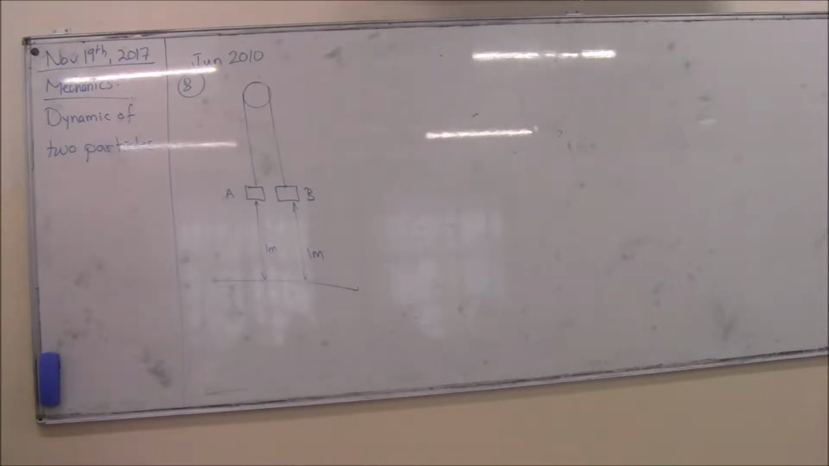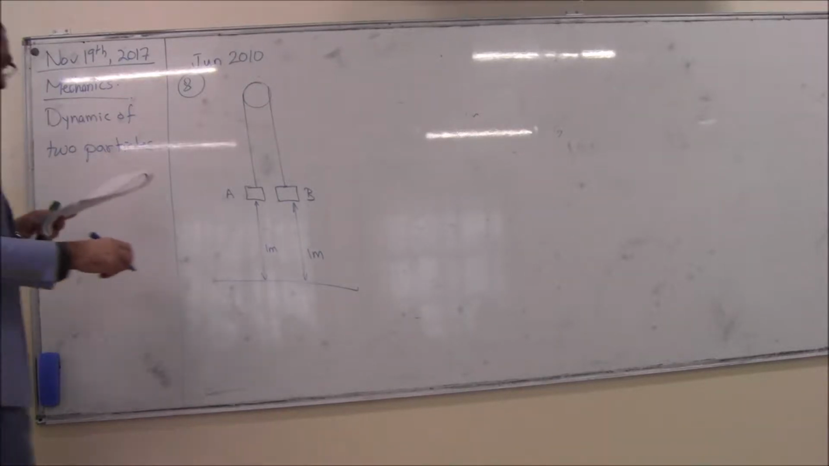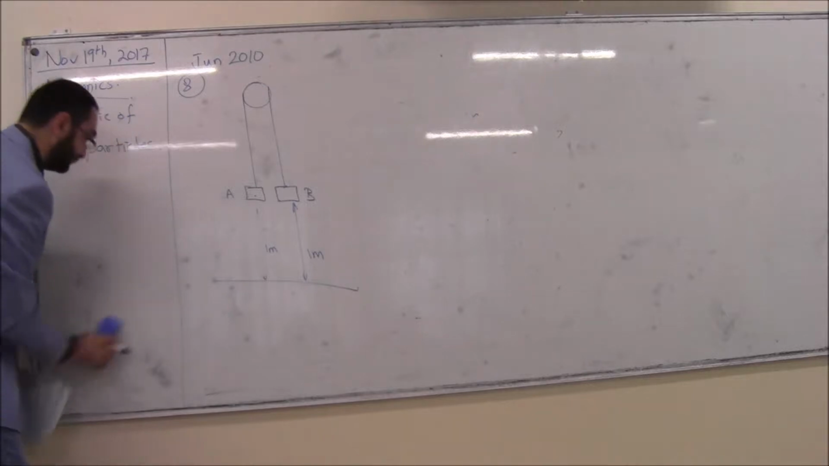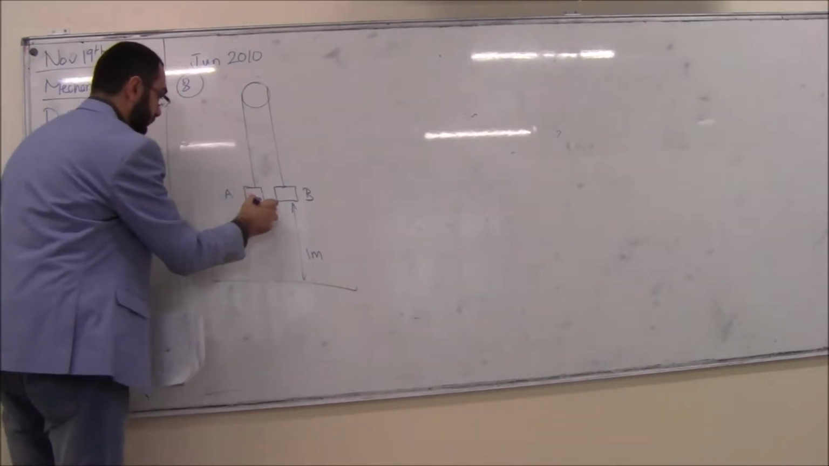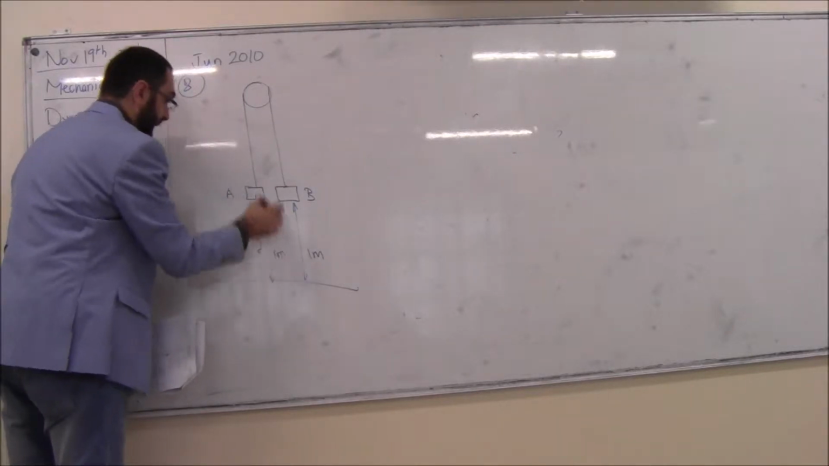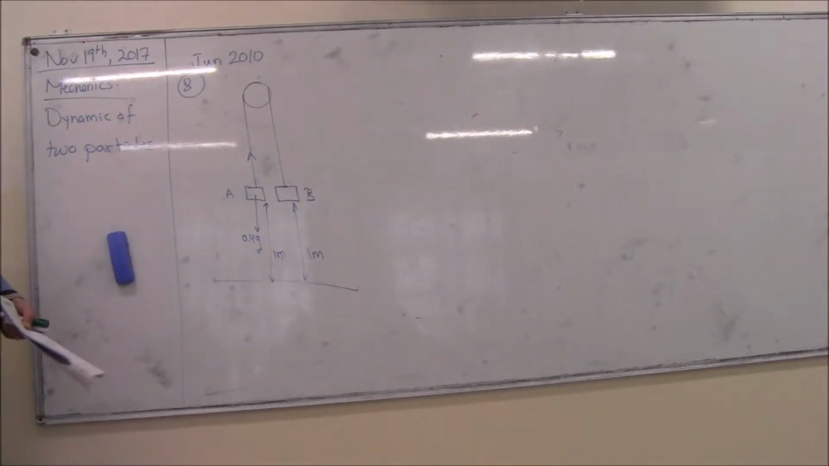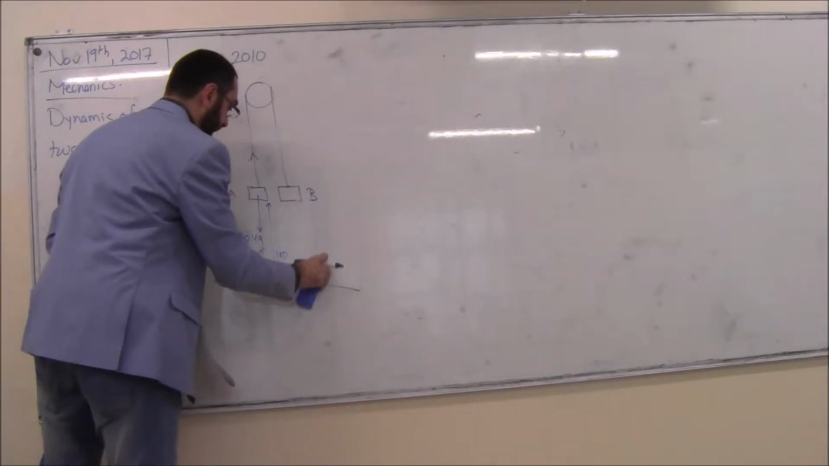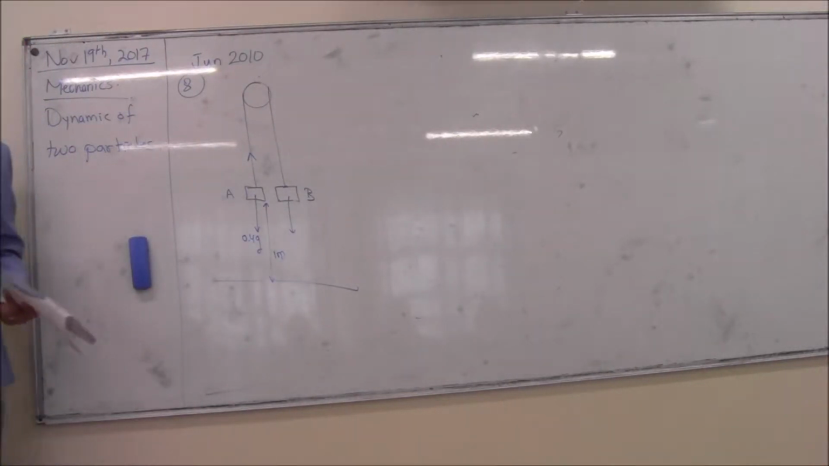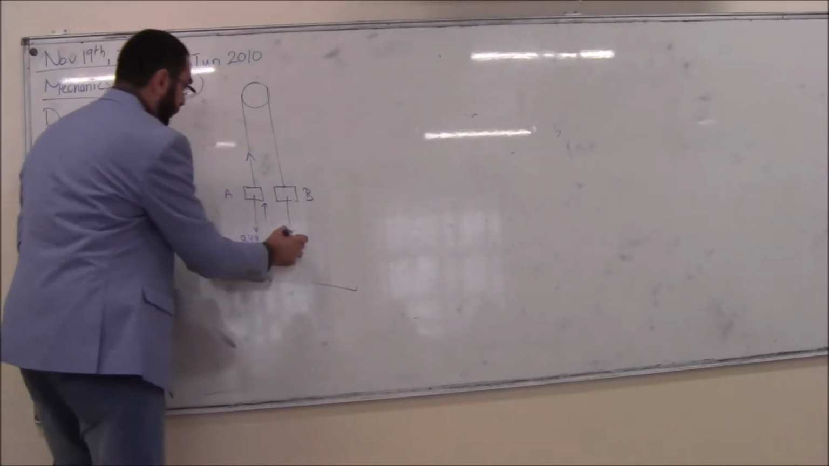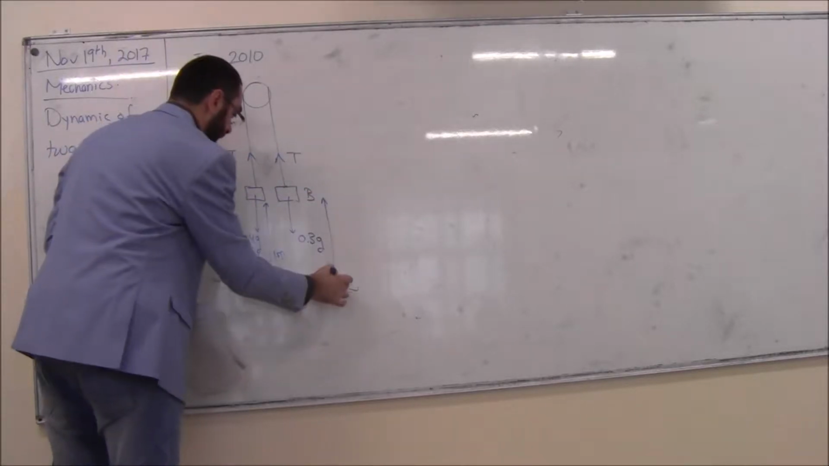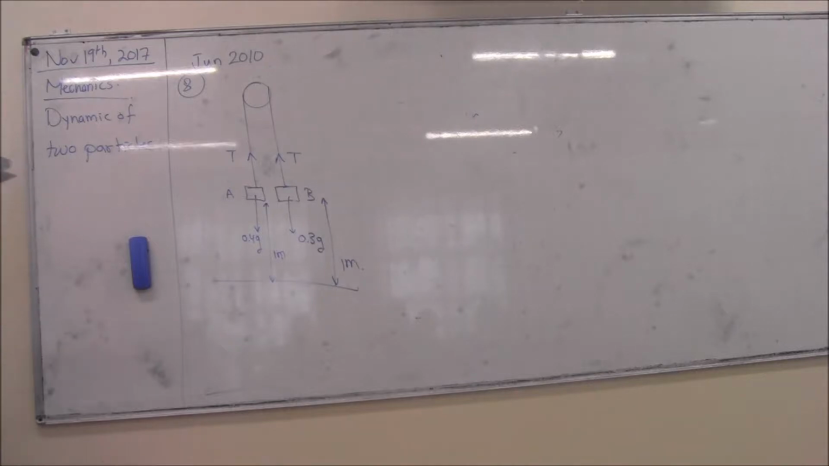Now we have two particles A and B. One has a mass of 0.4 kg, and the tension is upward, towards the pulley, always. The second one has a mass of 0.3 kg, and the tension is always towards the pulley. Both of them are tied 1 meter from the ground.